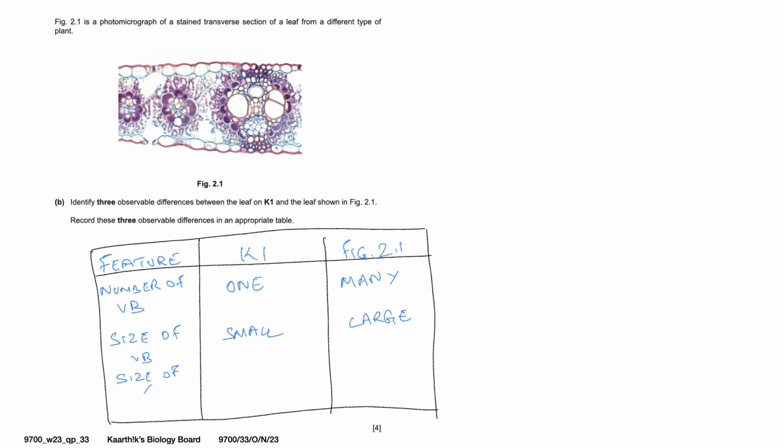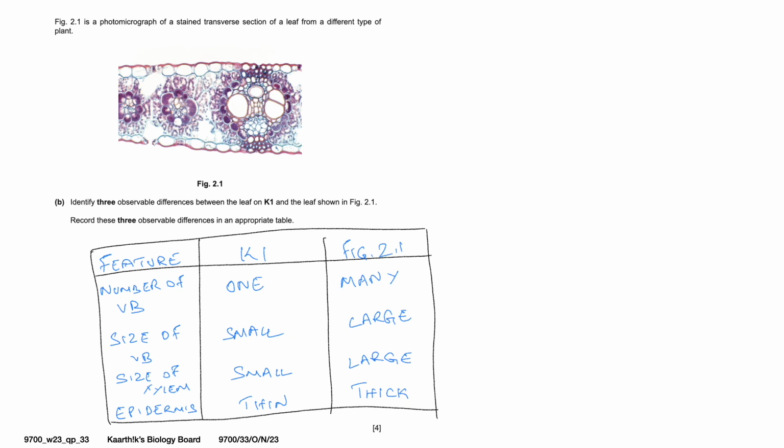So here we need to mention what is the feature we are going to compare in both slide K1 as well as in figure 2.1. Here I have taken 3 features. Most of the time the features that come are the number of vascular bundles present. So we should just check how many vascular bundles are present. In this particular experiment, since I have seen the slide, I know that it has only one vascular bundle, so I have written 1. And in this figure we can see there are many vascular bundles, so I have written many. And the size of vascular bundle in slide K1 is small, and in figure 2.1 it is large.